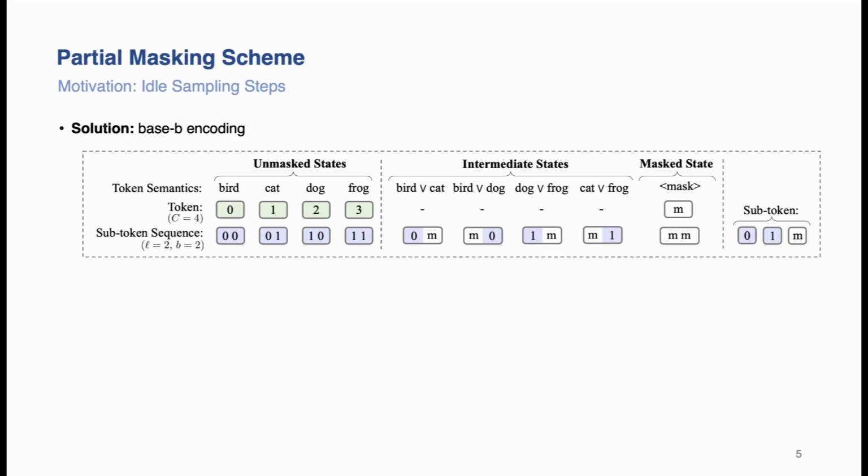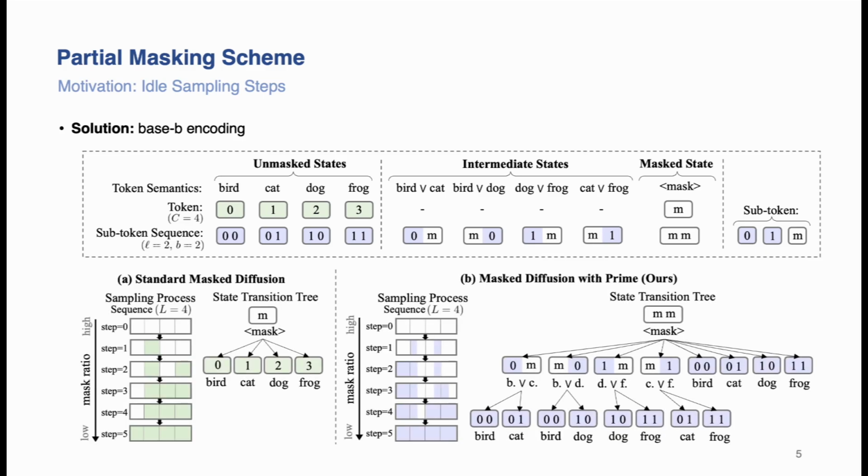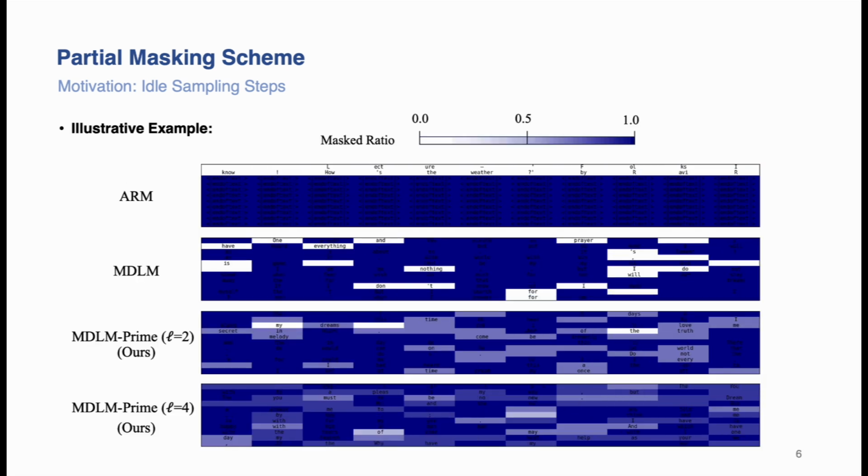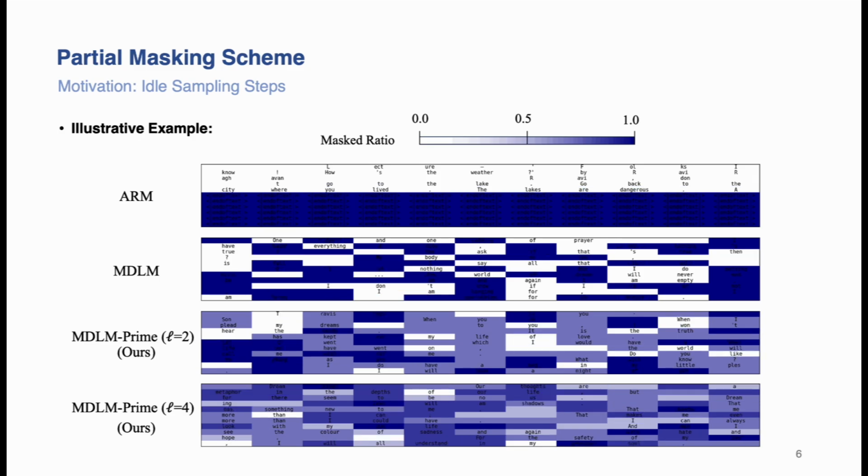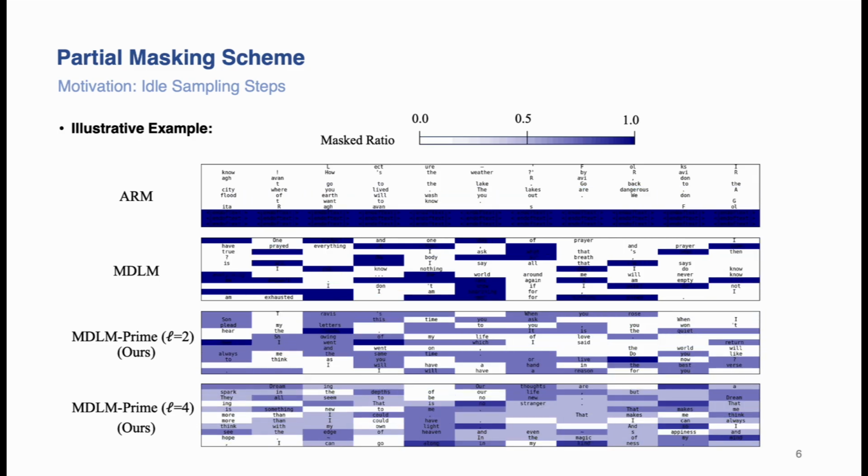We first encode each token into a sequence of subtokens and then independently mask them. That gives us intermediate states that interpolate between unmasked and masked states. The diffusion process defined in the subtoken space therefore enables a more fine-grained transition from the masked token to the final clean token. It can effectively increase the model utilization, and this is an illustrated example.